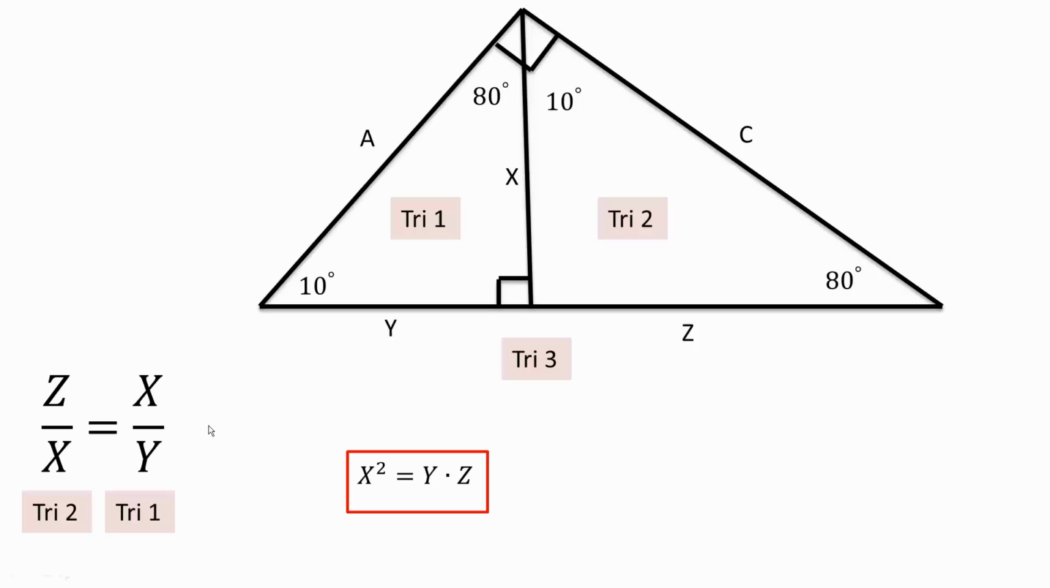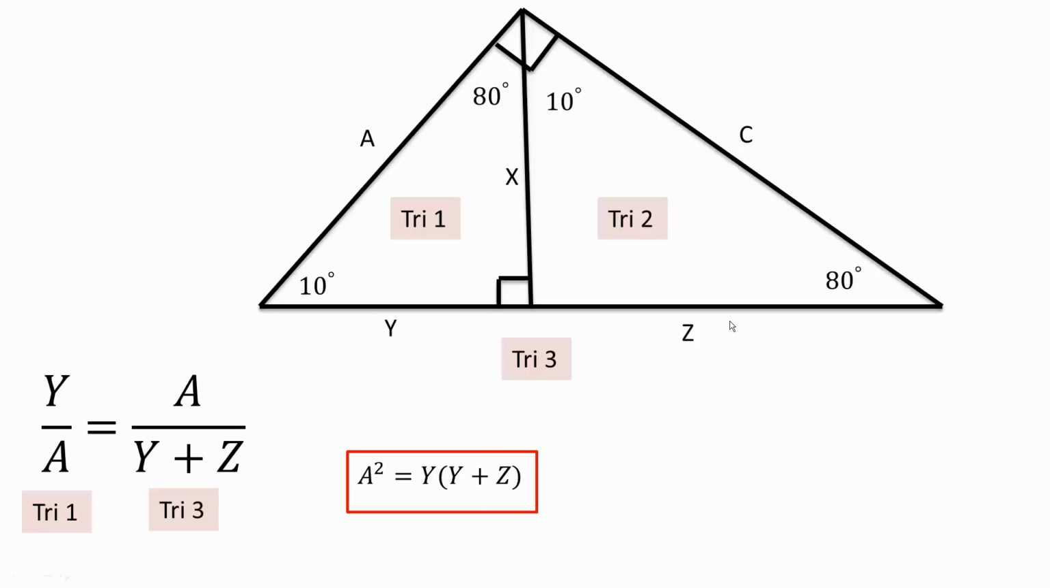Divided by, so on the bottom I have x. What does x correspond to for triangle 2? That corresponds to 80 degrees. And for triangle 1, what corresponds to 80 degrees? That is y. So now we can do cross multiplication. x times x is x squared, which is equal to y times z. So for this triangle, x squared is equal to y times z.